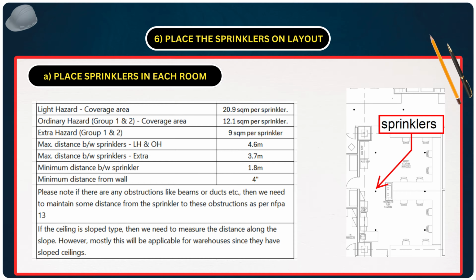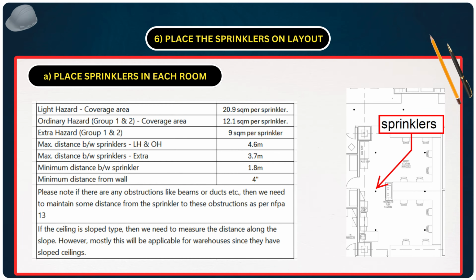For light hazard rooms, we will place the sprinklers with a coverage area of 20.9 square meter per sprinkler. The coverage area shall not exceed 12.1 square meter for ordinary hazard group 1 and group 2 occupancies, and 9 square meter for extra hazard group 1 and group 2 occupancies.